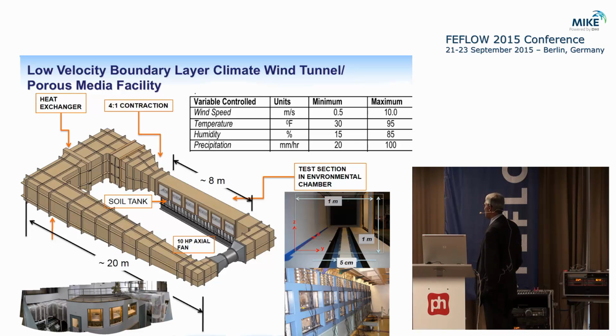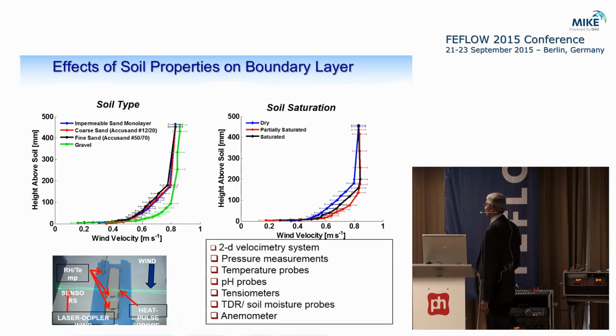These tanks are highly instrumented. There is a lot of automation, with a lot of sensors, soil moisture sensors, etc. So this allows us to generate very, very accurate data. This is an example where we have a velocimetry system. We can measure the velocity profiles quite accurately.